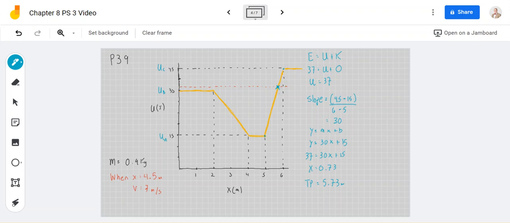And that's consistent with, if I drop this down here, it's between 5 and 6, but closer to 6. So I'm okay with that. And again, the force is equal to the negative slope, and we already calculated the slope. So the force is the negative slope, so negative 30 newtons, and because it's negative, it's to the left.